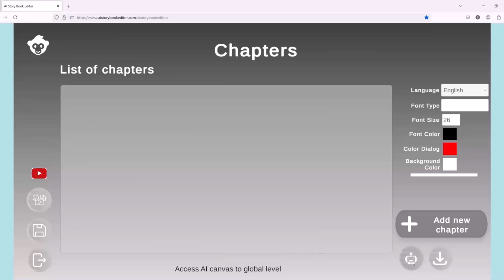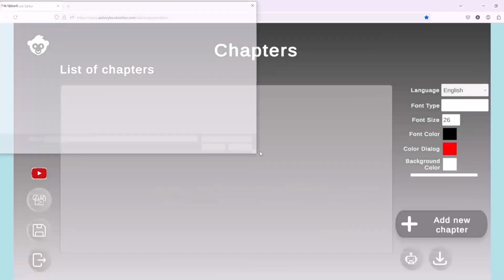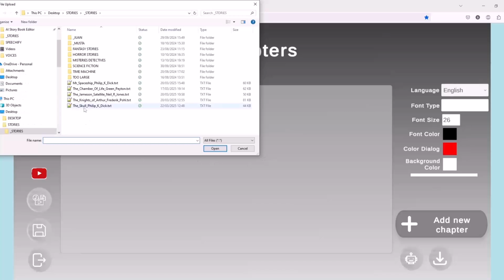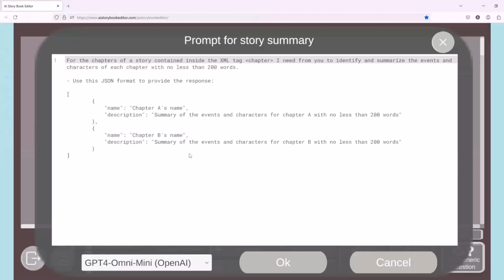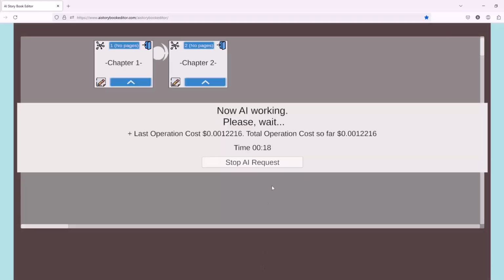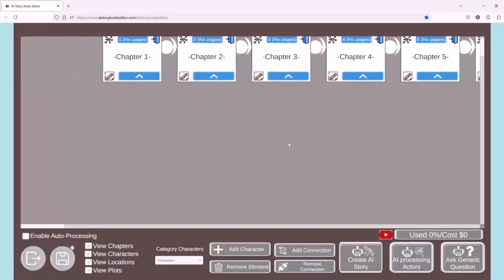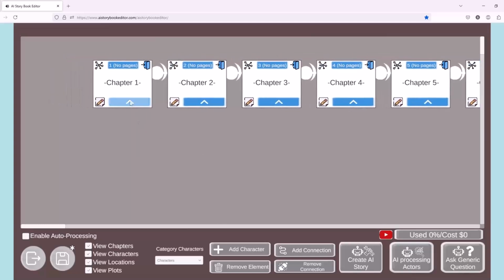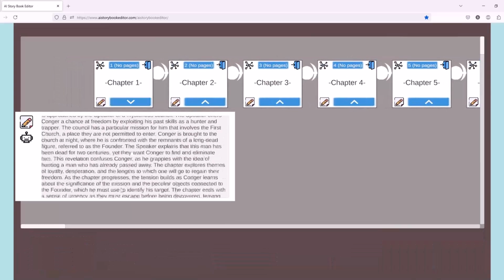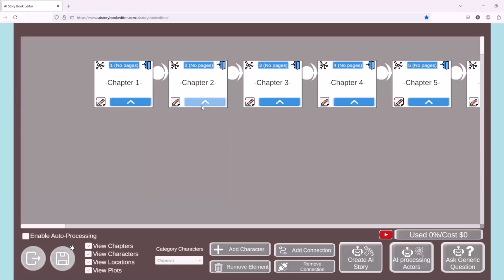Okay, so now we are going to import the whole story and start the analysis of the story. So we select it. And this is the first prompt that we are going to perform, and we are going to do it against ChatGPT Omni Mini, and we will get a summary for each chapter of this story. So let's go ahead. Okay, so we got the summary for each chapter, so we are getting around 200 words for each chapter.